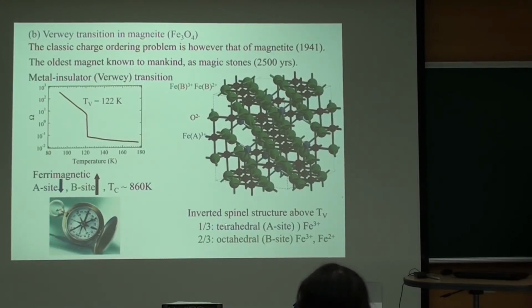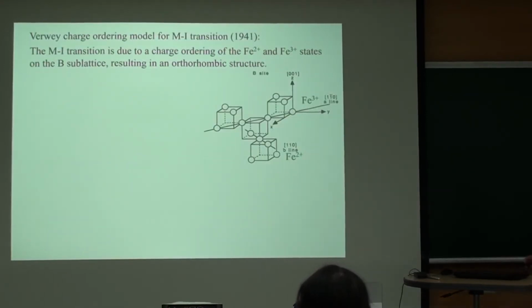Okay. Now the interesting one is that this one is not very active magnetically, but this one, because it adds up to a 2.5 mixed valence state. Okay. So then, because of that mixed valence, Verwey proposed in 1941 that below 120 Kelvin, 3 plus will order this way, and 2 plus will order this way. So this is the first charge ordering model.